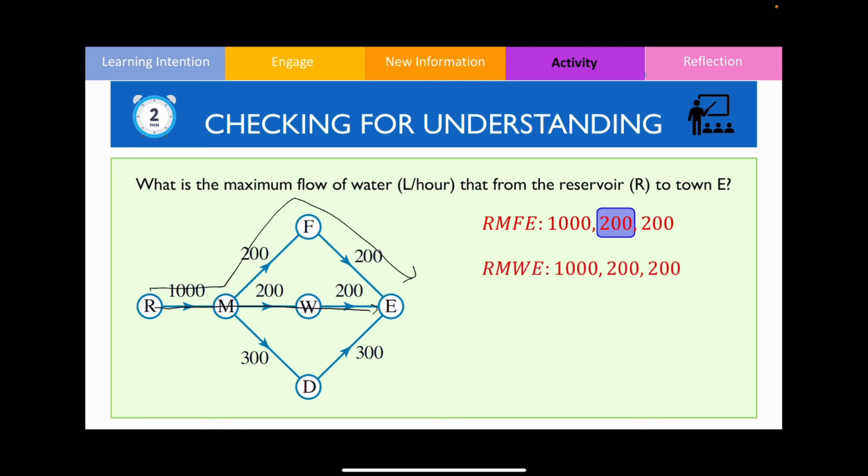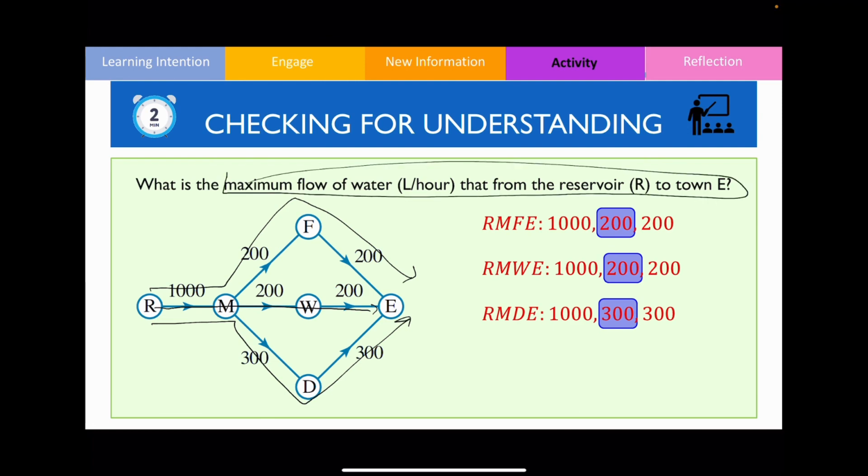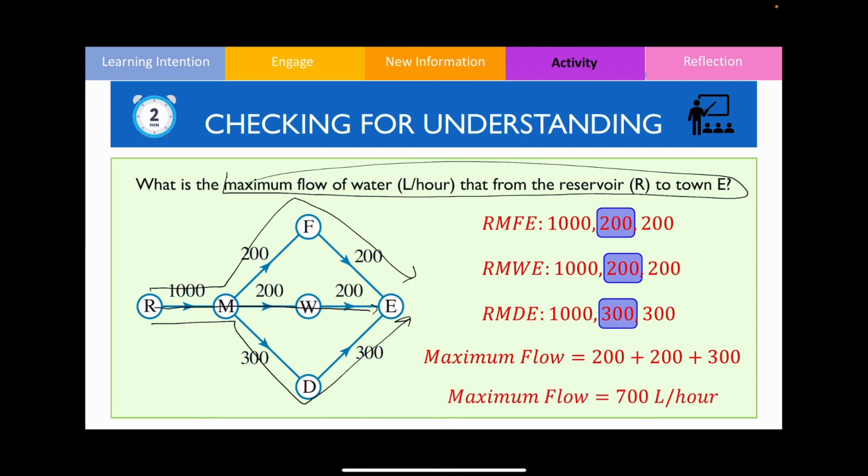And similarly, in this particular pathway, we can see that the maximum flow is going to be restricted to 200 liters per hour. And finally, another way for the water to reach town E is by going through this particular route over here. And that particular route has a maximum flow of 300 liters. So therefore, the maximum flow that could reach town E is going to be the sum of these values, which is therefore going to be equal to 700 liters per hour.